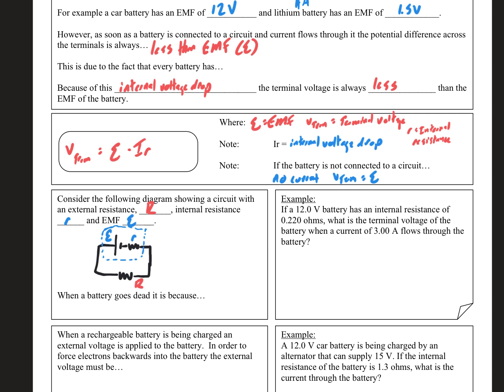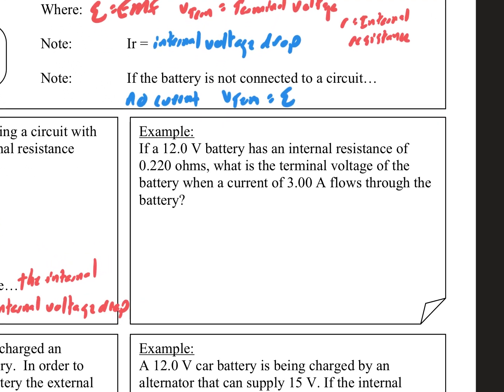So when a battery goes dead, it's because the internal resistance builds up until the internal voltage drop matches the EMF. Essentially, it runs out of juice, or it runs out of internal energy. When the voltages start matching up, the battery no longer has a potential difference, and therefore current can no longer flow. So here's a quick example on how we do some of these questions.